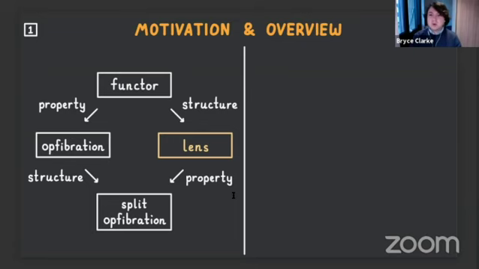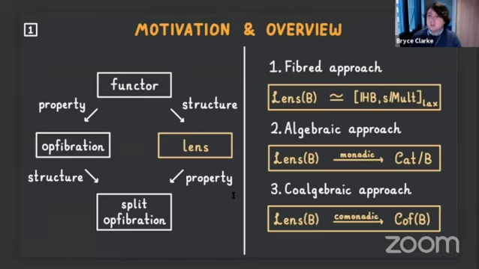And so we're doing something similar here. What I want to tell you is actually 3 separate approaches to lenses. And why do I want to tell you about this and why these 3 approaches? Well, in category theory, there are actually many different approaches to split op fibrations. And because every split op fibration is a lens, it's natural to ask, do these approaches also generalize to the case of lenses?